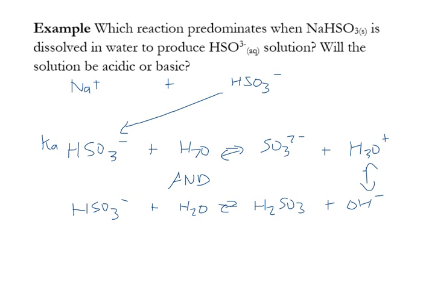What you're going to do is you're going to take Kw and divide by Ka. Here's the mistake I find kids often make. They try to divide it by this Ka. But what we have to do is divide by its conjugate acid's Ka value. So you have to go look up H2SO3, look up its Ka value to make this guy's base. So it's 1 times 10 to the minus 14, and it's not divided by this number here. It's divided by, where's H2SO3? Oh, H2SO3 is the second one below hydronium. It's 1.4 times 10 to the minus 2.